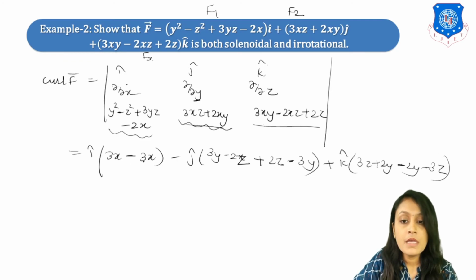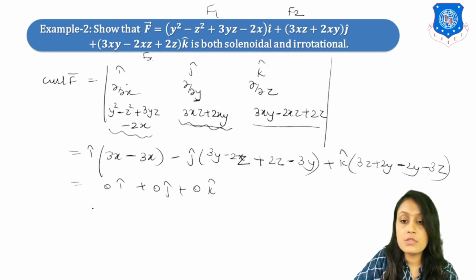Now just simplify this. So this is 0i, this 2 will get cancelled, so this is 0j, again everything is cancelled over here, so 0k. So this is your 0 vector. So the answer of curl f is what, 0, right? So what we can say is that this f bar is irrotational.